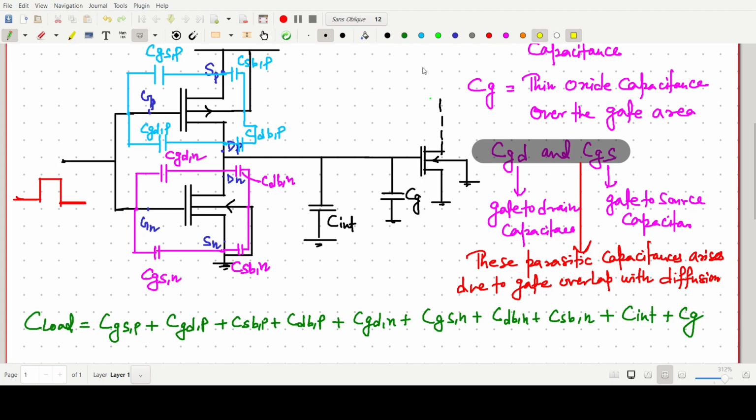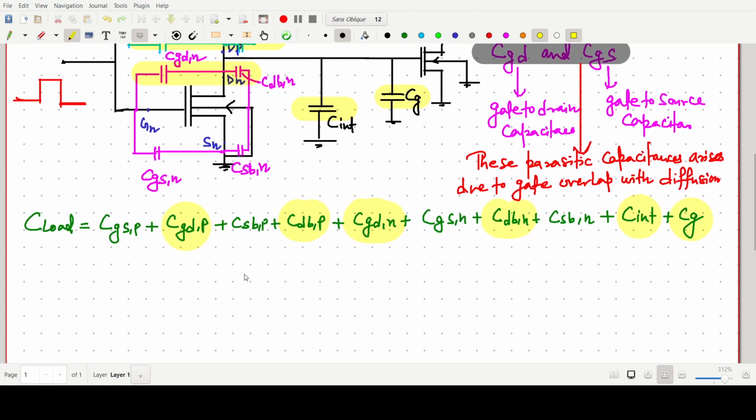But the major role in analyzing the voltage waveform is contributed by these six capacitances: CGDP, CGDN, CDBN, CDBP. Why we are not considering the others, I will tell you.